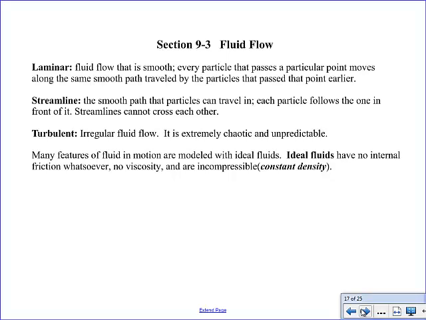Every particle that passes a particular point moves along the same smooth path traveled by the particles that passed that point earlier. The name for that smooth path is a streamline. Streamline is the smooth path that particles can travel in. Each particle follows the one in front of it. Streamlines cannot cross each other.